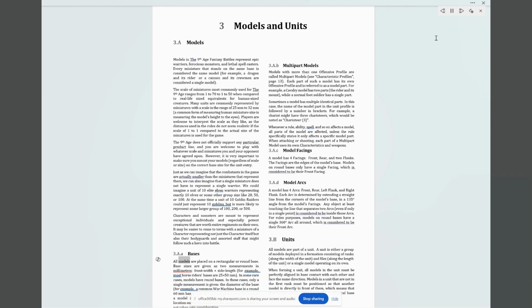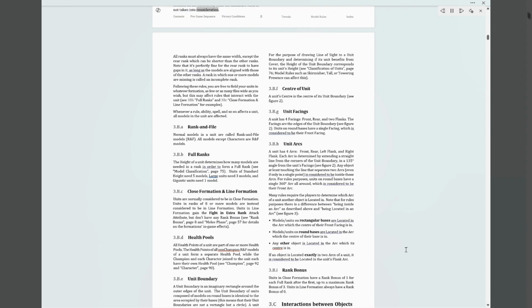Bases. All models are placed on a rectangular or round base. Base sizes are given as two measurements in millimeters, front width times side length. For example, most horse riders' bases are 25 by 50 millimeters. In some rare cases, models have round bases. In these cases, only a single measurement is given, the diameter of the base. For example, a common war machine base is around 60 millimeters. For all rules purposes, only the base of a model is relevant and determines the model's location on the battlefield, while the miniature itself is not taken into consideration.